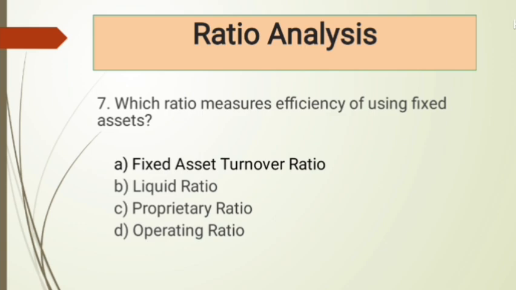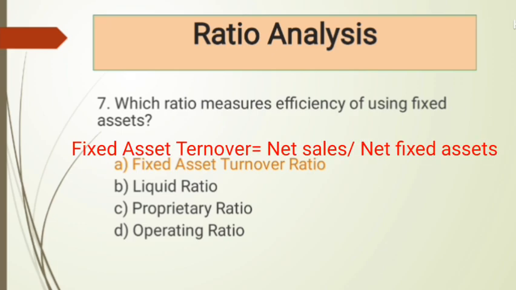So fixed assets turnover ratio is used to measure the efficiency, because this formula is used for measurement of efficiency of a firm which uses its fixed assets to generate sales.